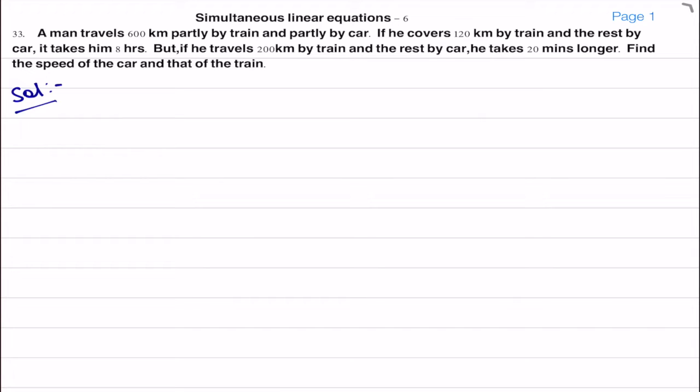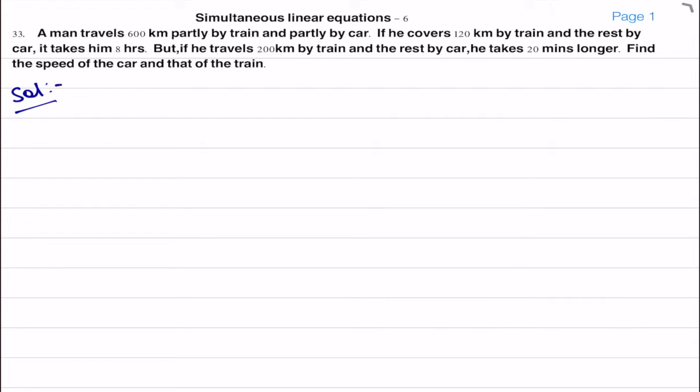So the question is, a man travels 600 km partly by train and partly by car. If he covers 120 km by train and the rest by car, it takes 8 hours. But if he travels 200 km by train and the rest by car, he takes 20 minutes longer. Find the speed of the car and that of the train.